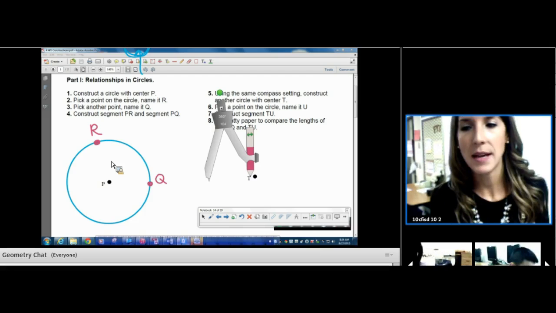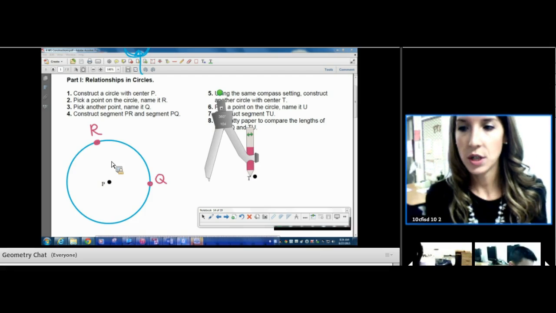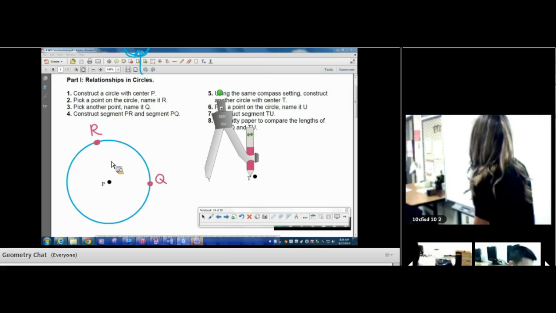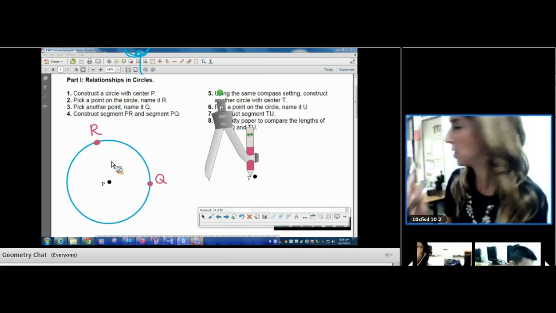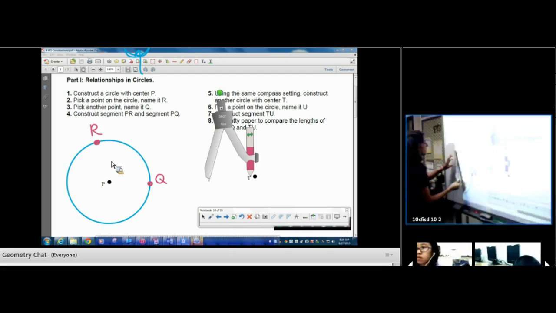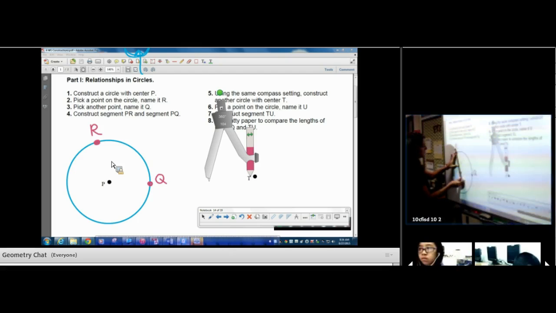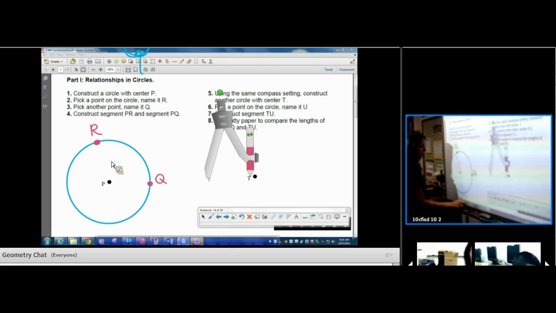Construct segment PR and PQ. To construct a segment pretty much means to connect the dots. I guess I'll use a ruler. You're supposed to use a straight edge. Let's see if my smartboard will. Nope, it did not like me using a ruler. So I'm just going to eyeball it, but you are using a straight edge.